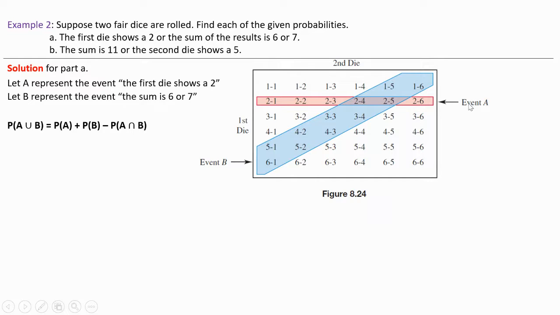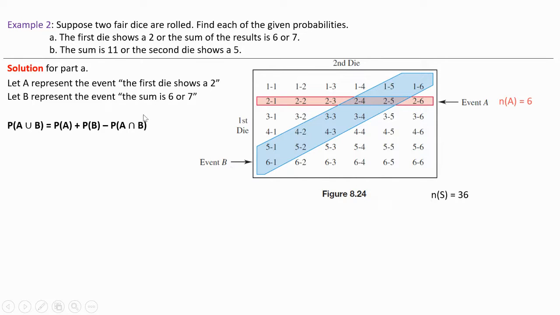For event A, the first die shows a 2. So this is my first die, and it's a 2. That's why this is event A right here, which is 1, 2, 3, 4, 5, 6. Like I said, my sample space is 36, and event A is 6, because this is event A and there's 6.